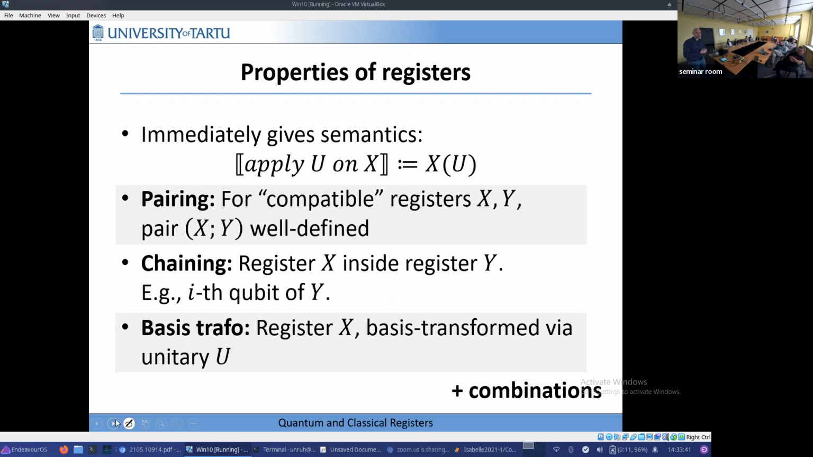Yeah, and then we can also do these things like if something is a register, it's also a register when I basis transform it. Technically, this is because the basis transformation itself is a register, and then I can chain it with the register I want to transform. Yeah, and I can combine these things widely together, which gives me complex things that would be very hard to describe by explicit sequences of all these unitaries for swapping and so on.